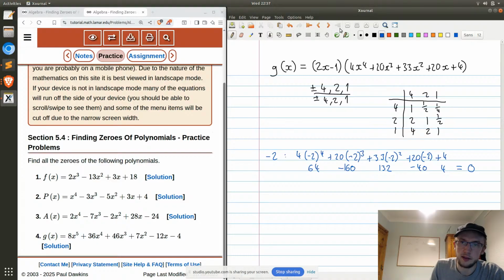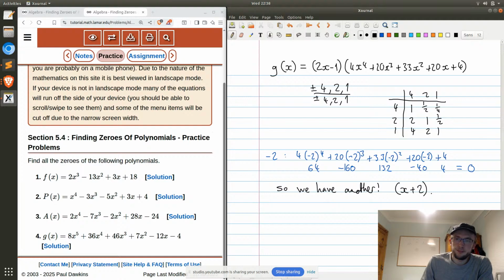That's wonderful. All right, so we have another x. Well, I just tried -2, so the factor must be x plus 2. So okay, I'm going to synthetically divide that thing, that quartic, by x plus 2. So I put a -2 there, and I'm going to do 4, 20, 33, 20, and 4.